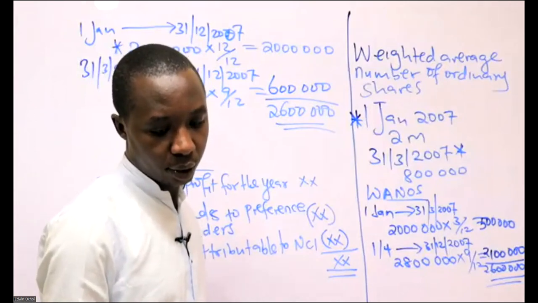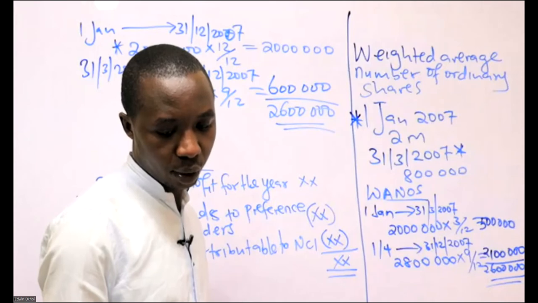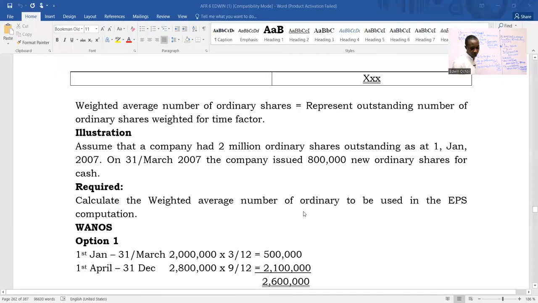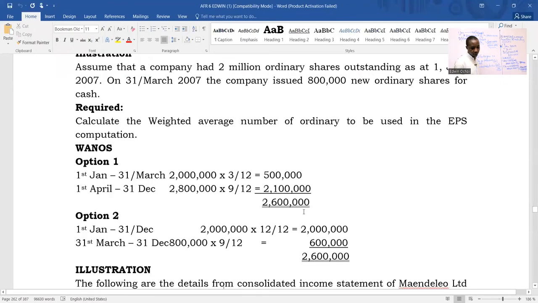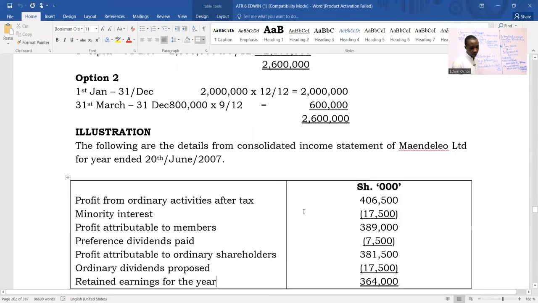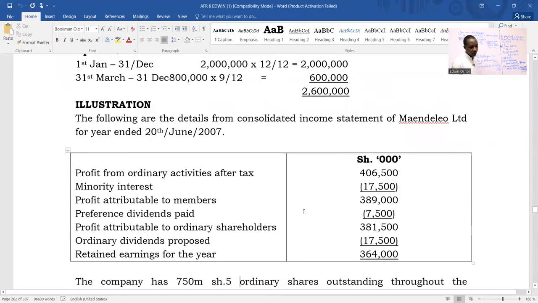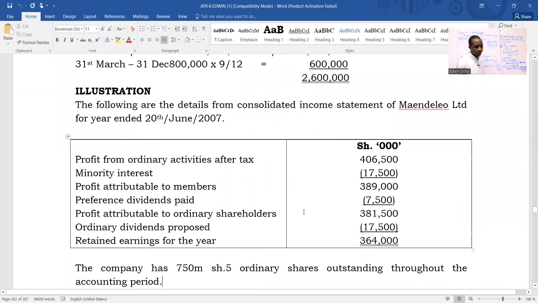So another illustration we can look at. Before we go to the past paper illustrations, you need to understand all of this concept of powers and owners. So there's these illustrations where we say, the following are details from the consolidated income statement of Mahindra Limited for the year ended 20th June 2007.